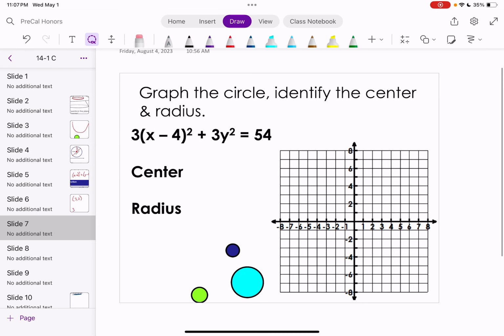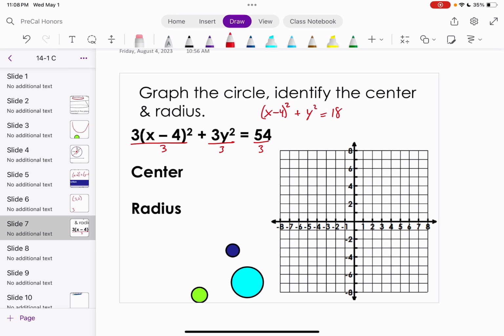Now for this equation, we are still looking at something very similar to what we've done, but we want to keep something in mind. We always want to go ahead and divide if there is a greatest common factor amongst all three of our terms. In this case, we're actually going to go ahead and divide all three terms by 3. Doing this will give us a new equation of x minus 4 squared plus y squared is equal to 18.